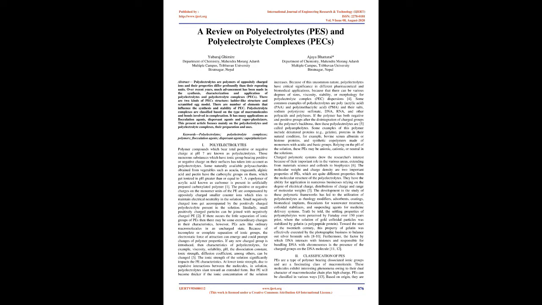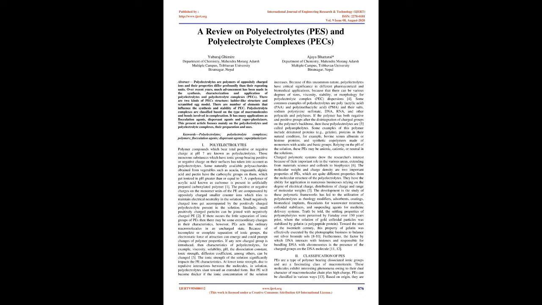Some examples of this polymer include denatured proteins, e.g., gelatin, proteins in their natural condition, for example, bovine serum albumin or histone proteins, and synthetic copolymers made of monomers with acidic and basic groups. Relying on the pH of the solution, these PEs may be anionic, cationic, or neutral in the solutions. Charged polymeric systems drew the researchers' interest because of their important role in various areas, extending from materials science and colloids to biophysics. 6.